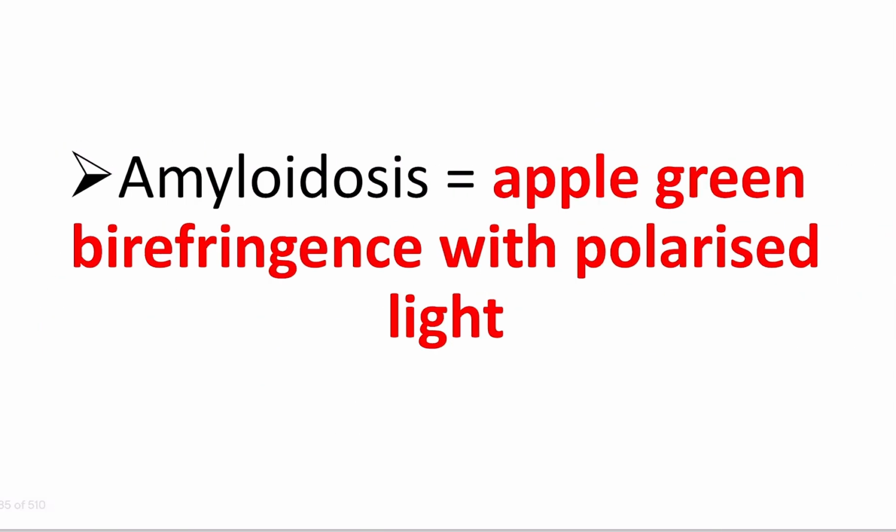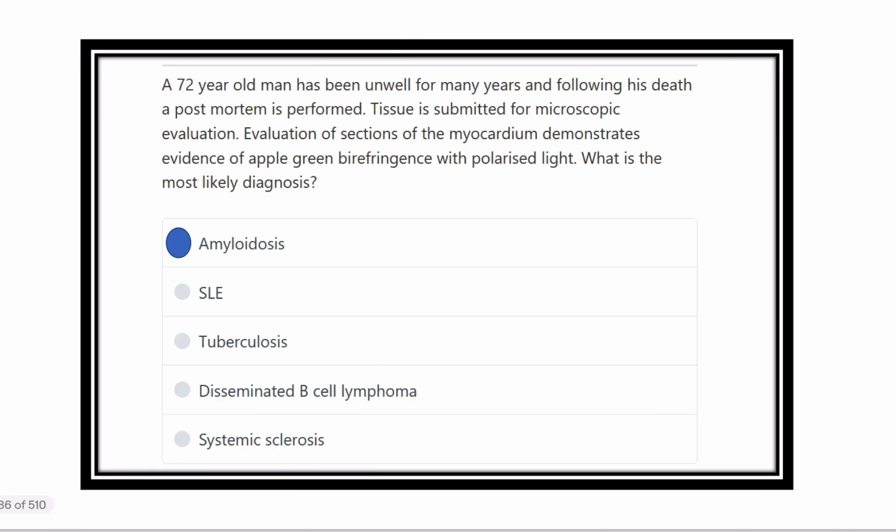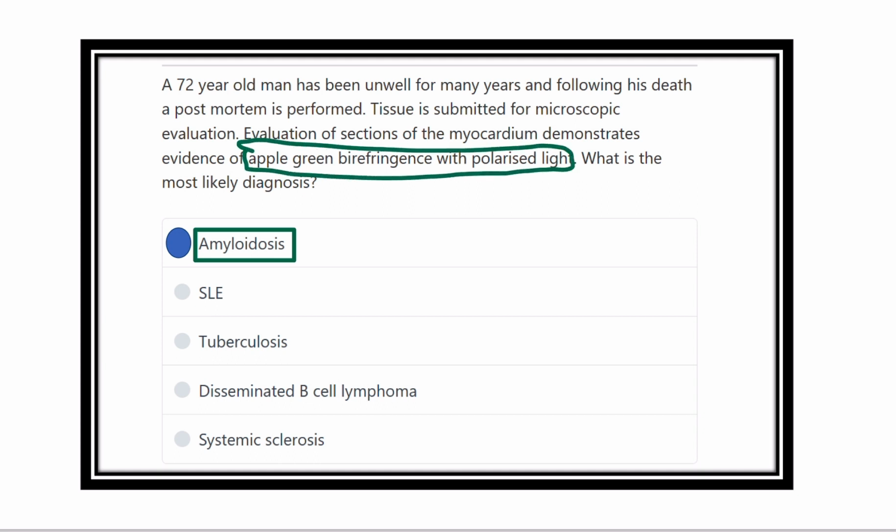So what is the amyloidosis, or where is the amyloidosis found? Amyloidosis is found as an apple green birefringence with the polarized light. So what is it? It is the amyloidosis. Why amyloidosis? Because under the microscope, there is a typical feature corresponding to amyloidosis, which is the apple green birefringence with polarized light.